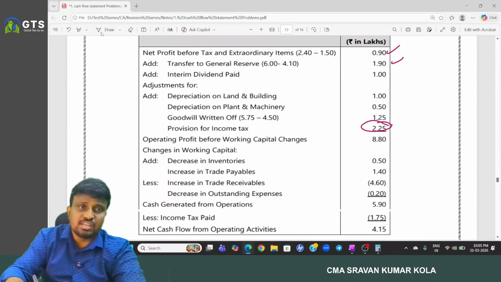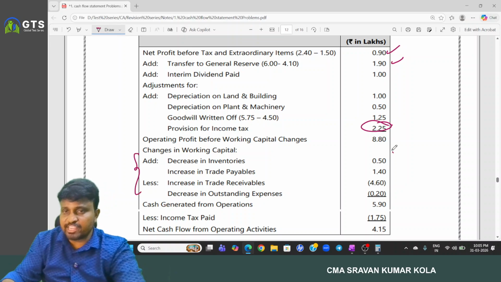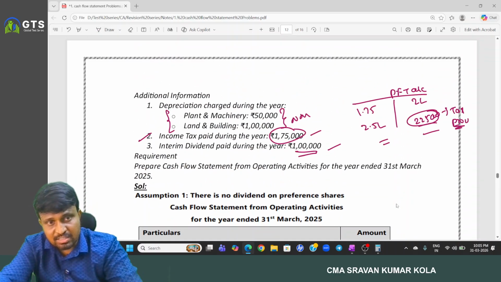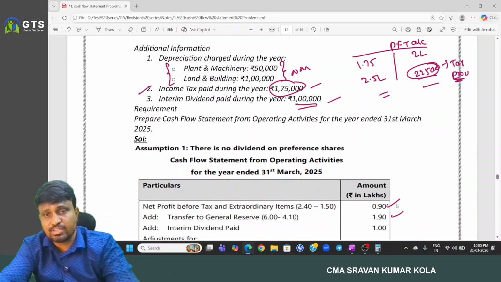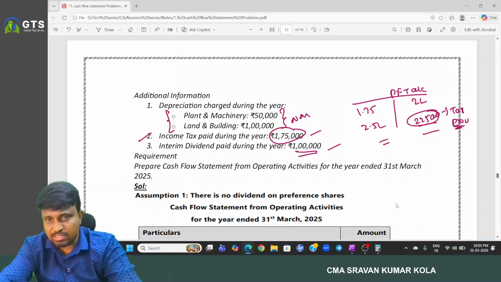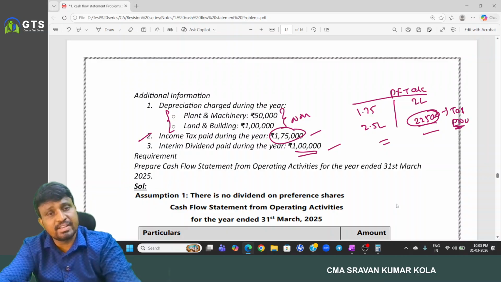And the remaining adjustment of working capital changes. And income tax paid, already given in the problem, 1,75,000. Okay. This is cash flows from operating activity. That was the question asked. Cash flows from operating activity only.